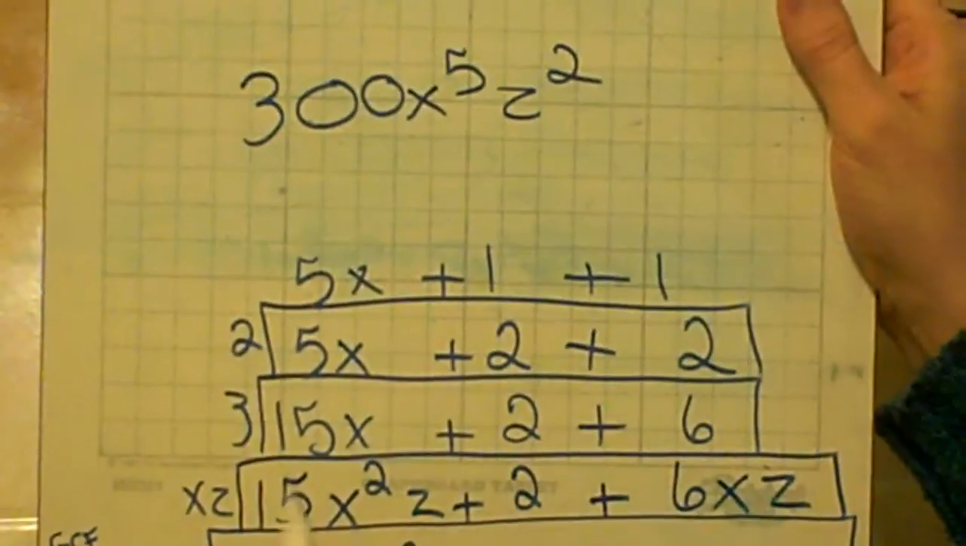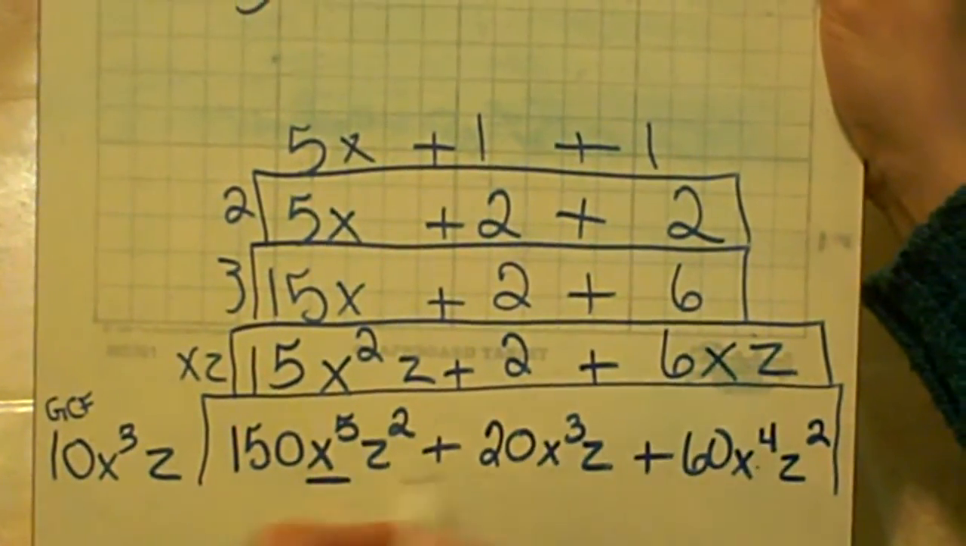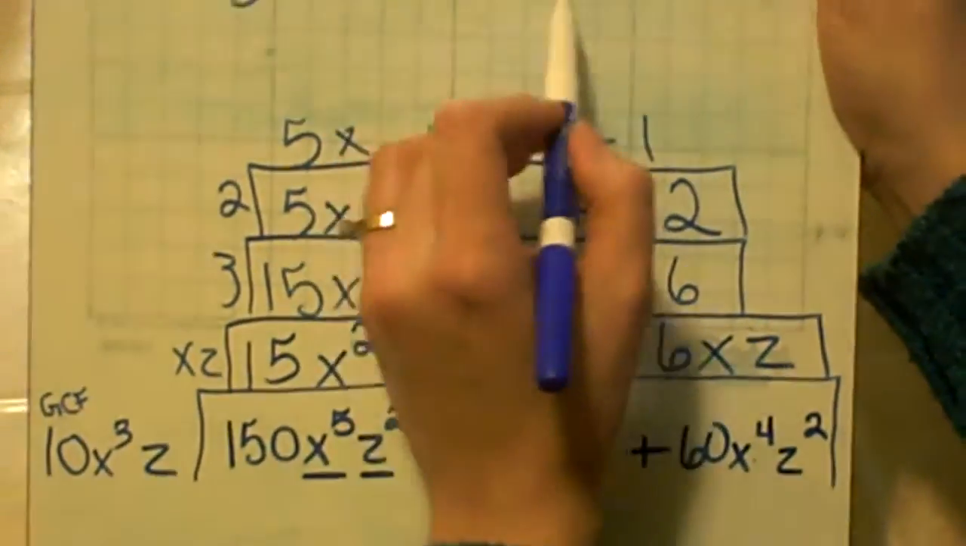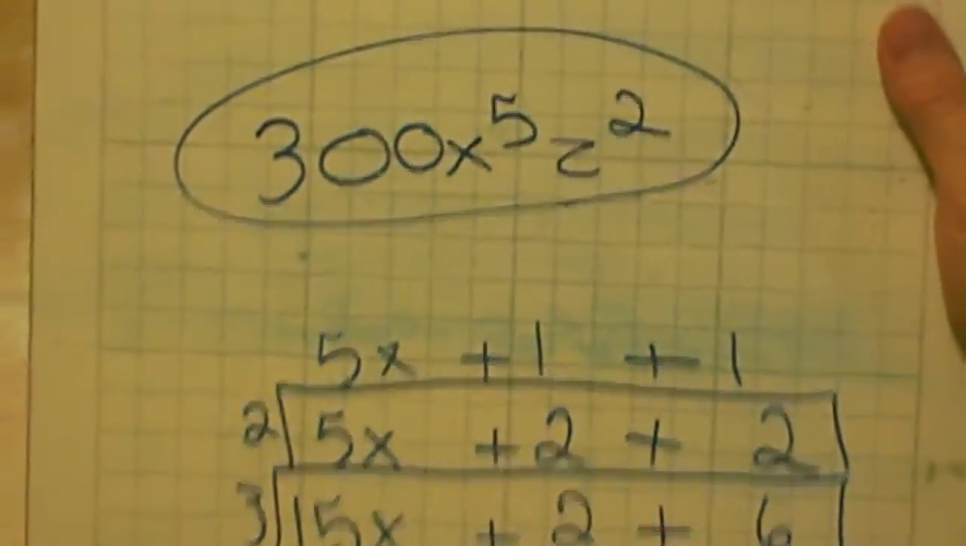And of course, if you notice with the letters, 5 is the most x's we have in any of them, and 2 is the most z's we have in any of them, and that's where we get that. So that's your least common multiple, greatest common factor again at the bottom. And that's it. I hope that helps.